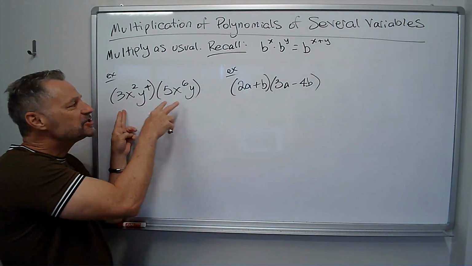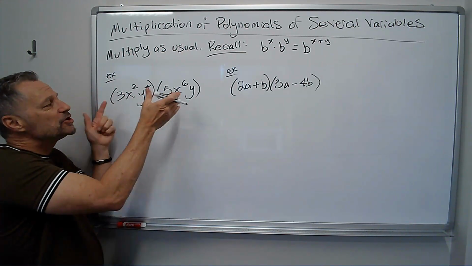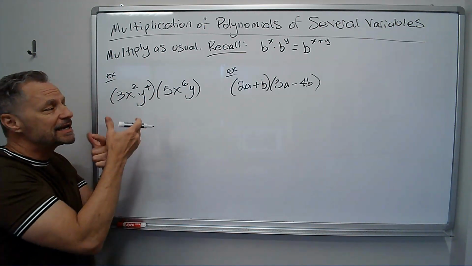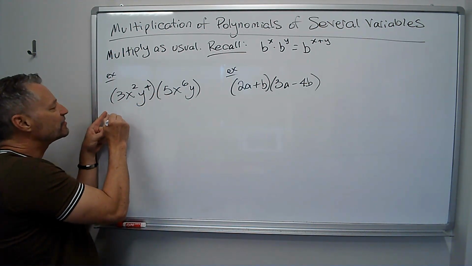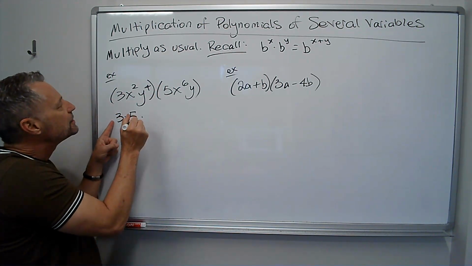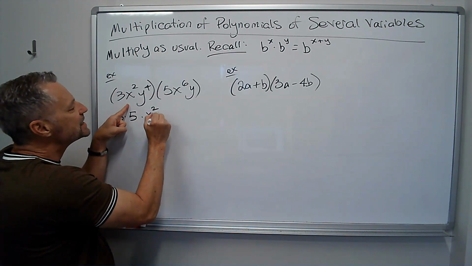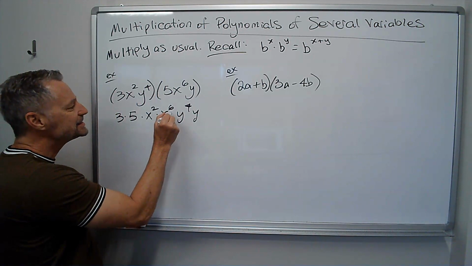So I've got these two monomials multiplied together. Remember, essentially, I'm going to use the commutative property and the associative property to say, okay, let's move this 5 over here. We're going to multiply the 3 times the 5, and I'm going to associate those together. Then I'm going to multiply the x squared times the x to the 6th and the y to the 4th times the y. And that's essentially all I'm doing.